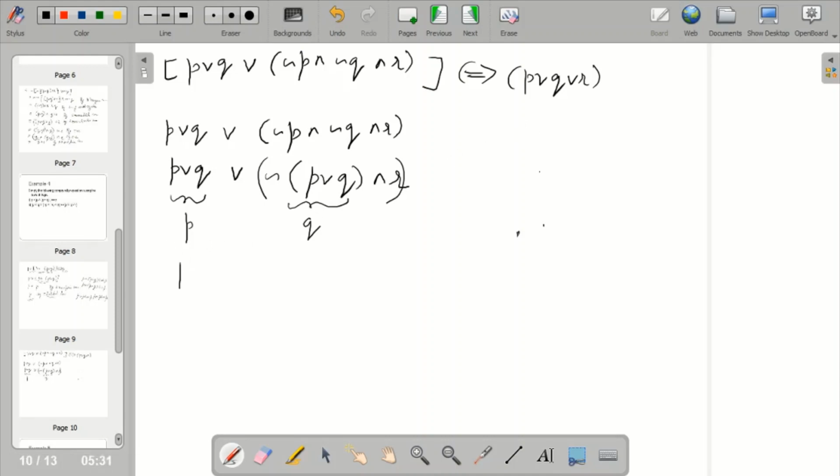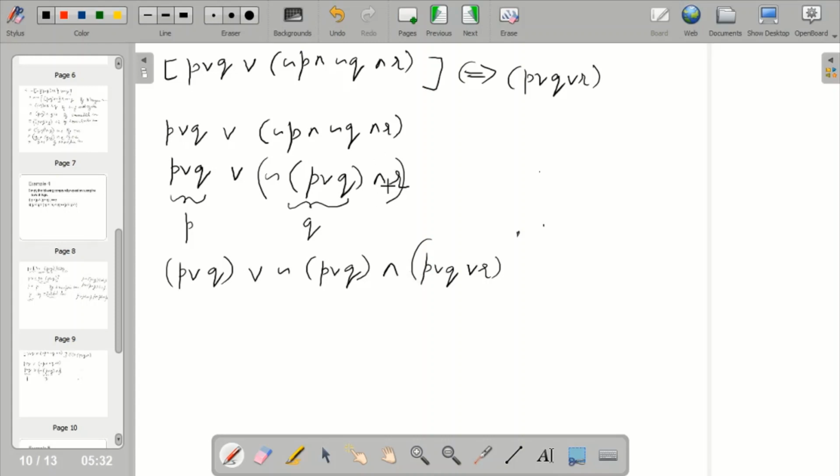So if I want to apply distributive law, what will it be? P or Q. Okay, P or Q. That means this P as it is I wrote: P or Q, or negation of P or Q, and P or Q or R. So this is one form: P or Q or R.